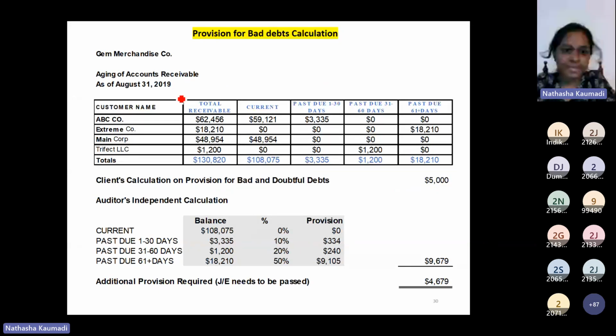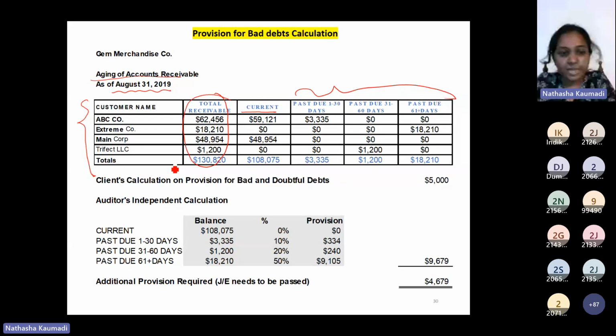Now, a small example. Previously I explained how to read this aging analysis, aging of accounts receivable as at 31st August 2019. So you have the total receivable, the debtor balance here, and then the current amount, and after that 1 to 30 days late, 31 to 60 days late, and then more than 61 days late. Okay, now you have the aging analysis provided as follows.